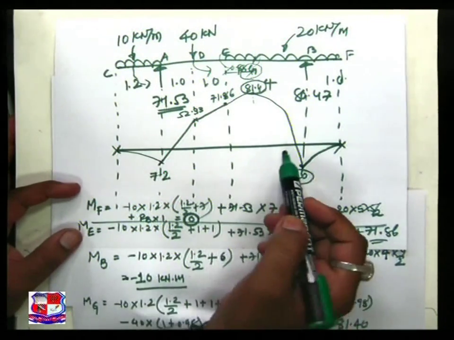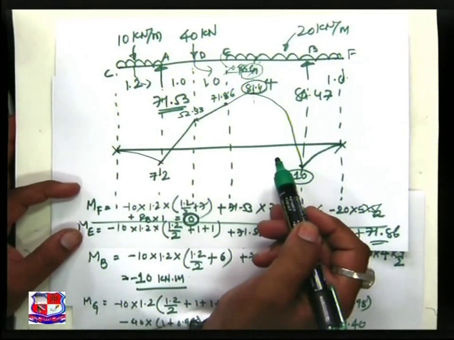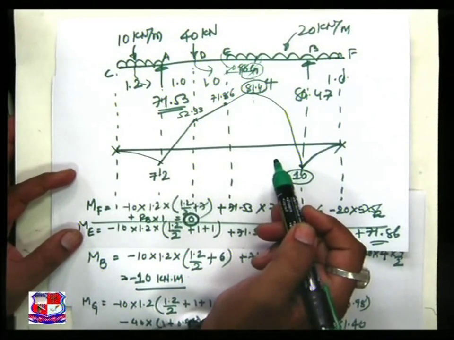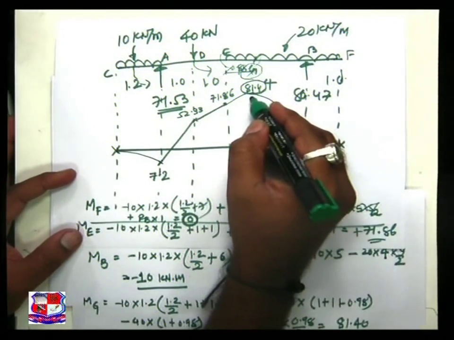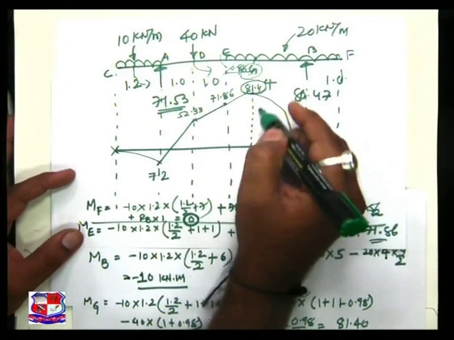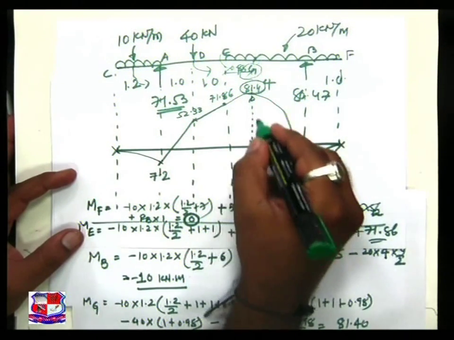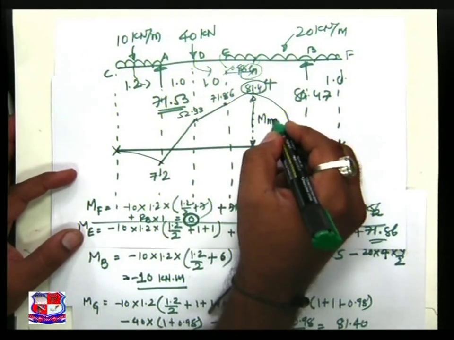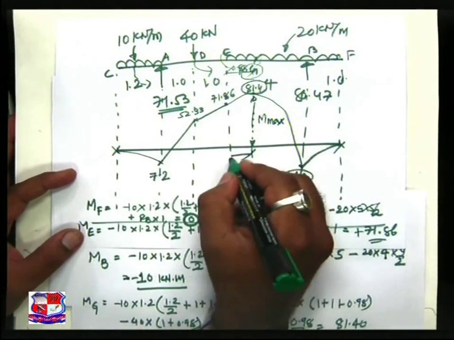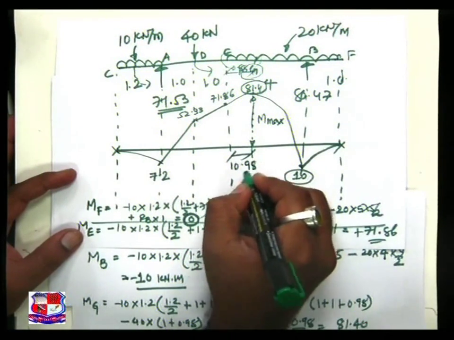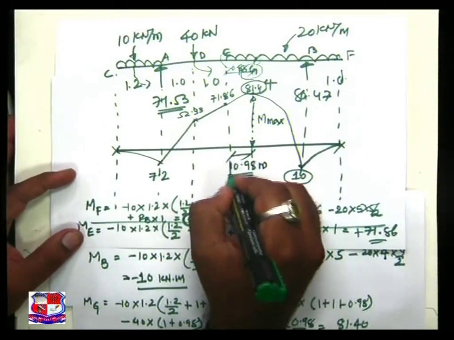So this is the way of presentation of the bending moment diagram, and that we can find out. If you have plotted by yourself, please check the answer, as this is my maximum bending moment at a distance of 0.98 meter.